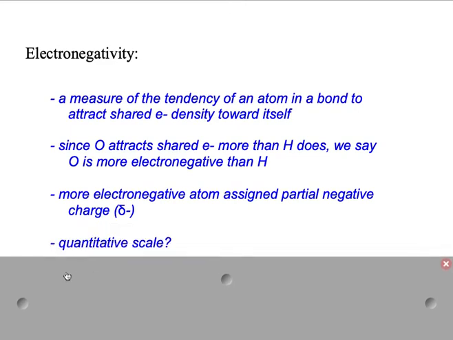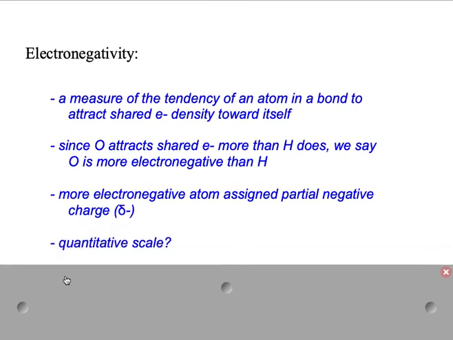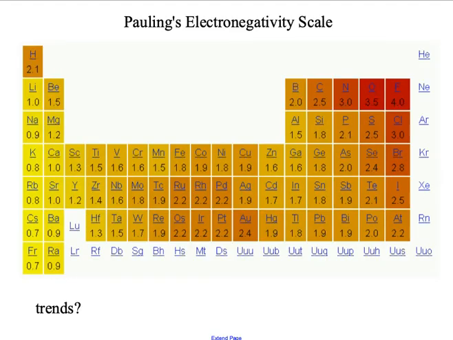So the question is, is there a quantitative scale of electronegativity? In fact, there is. It was devised by the American physical chemist Linus Pauling in the early part of the 20th century, and here is a section of the periodic table that shows elements with their electronegativity values in each box. The electronegativity values are not unit bearing, they are simply numbers, and we can see that there are some trends in electronegativities. So pause the video for a minute, look at the values, and see if you can see how electronegativities vary based on position in the periodic table.